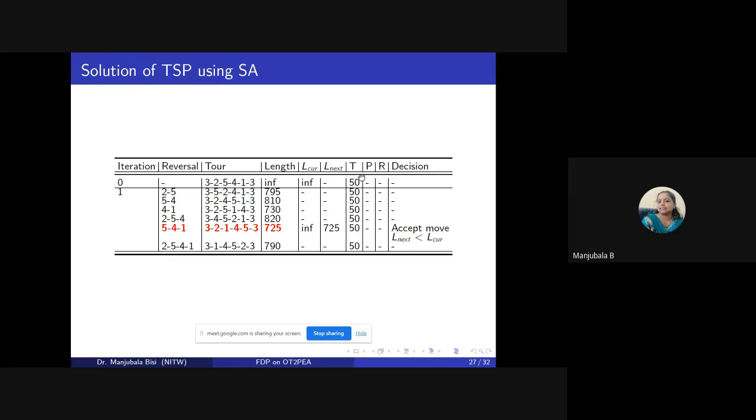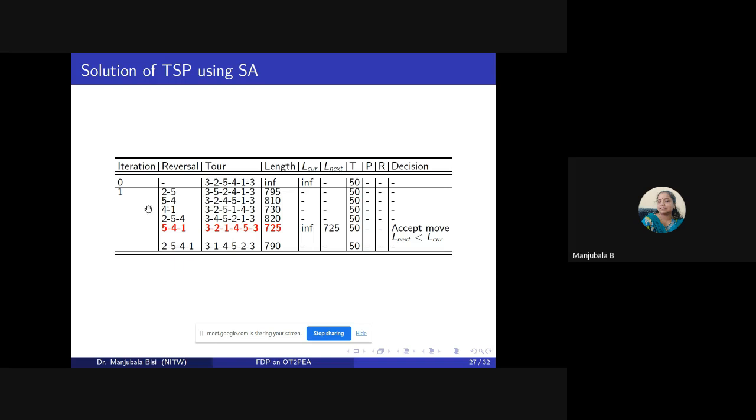Assume the temperature T we have fixed as 50. Then P is the acceptance probability of the inferior solution. R is the random number depending upon which we decide whether to accept or reject the inferior solution. Depending upon the relation between R and P, we decide whether to accept the next solution or stay in the current solution. So this is the layout of the solution of the TSP using the simulated annealing algorithm.